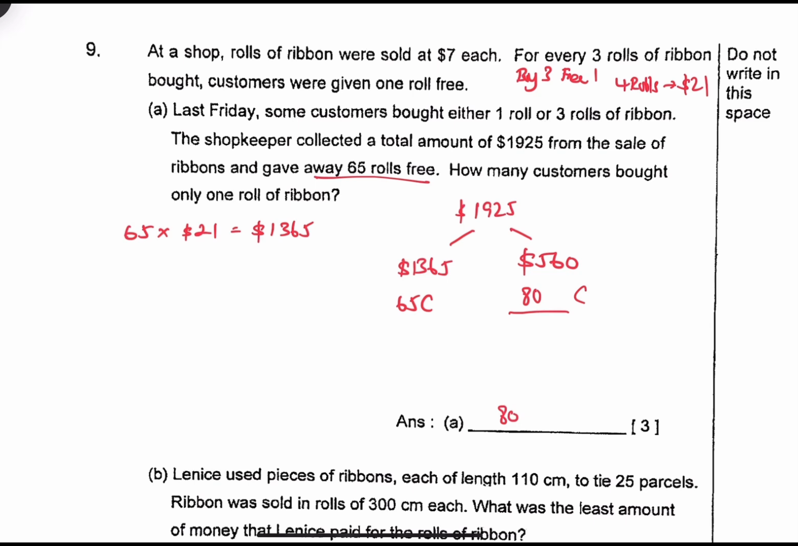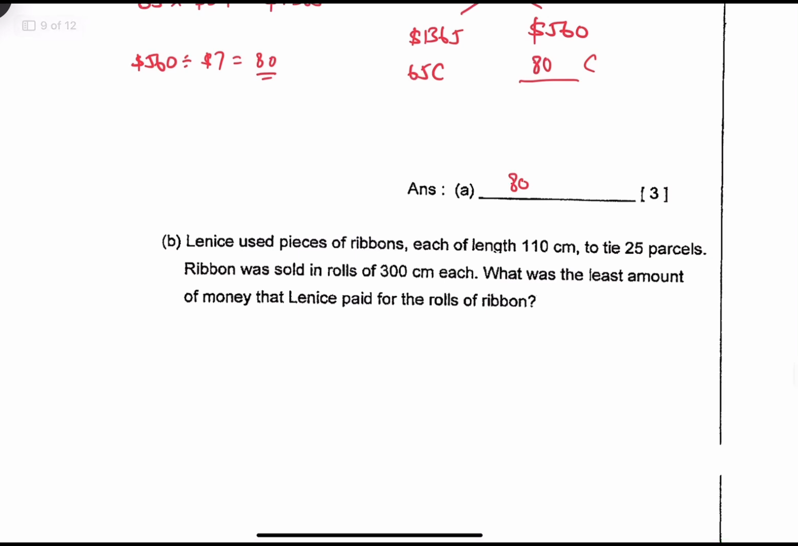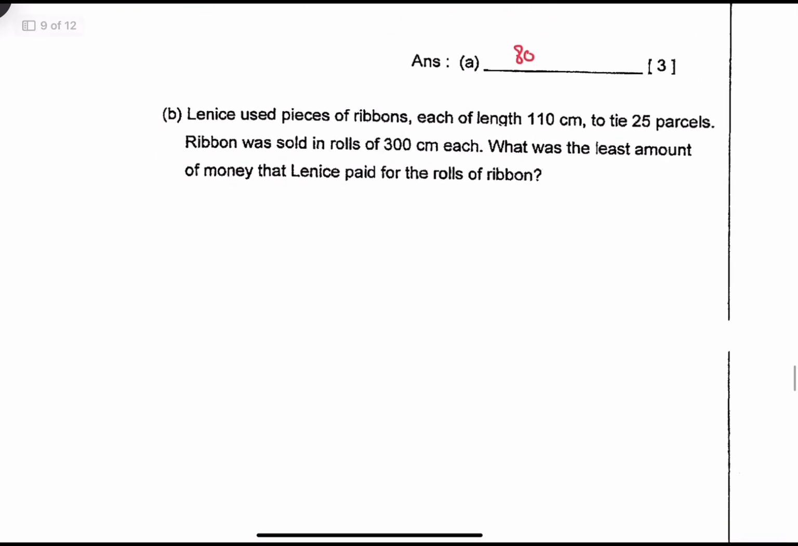So the working here is that 560 divided by $7 gives you 80. Next, it says that Lenny used a piece of ribbon each of length 110 cm to tie 25 parcels. Ribbon was sold in rolls of 300 cm each. So what was the least amount of money that Lenny paid for the rolls of ribbon?